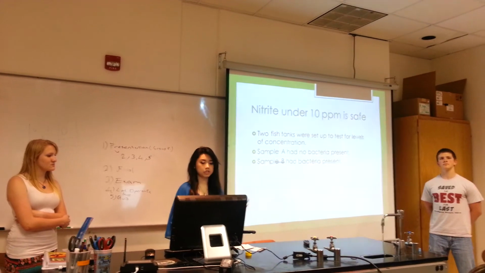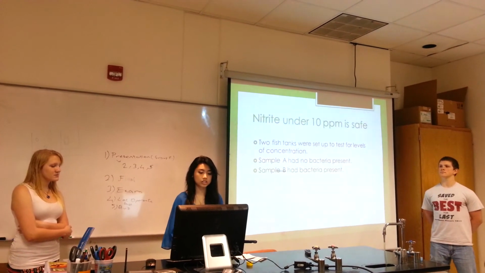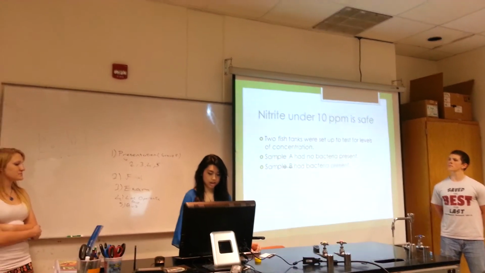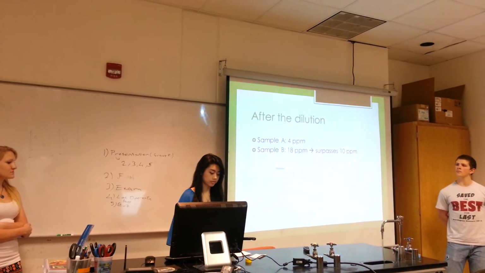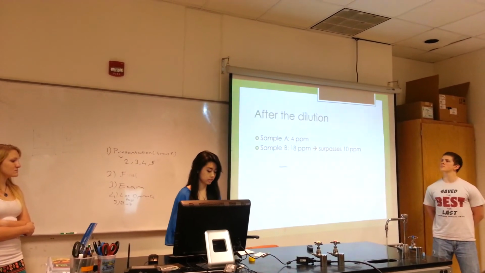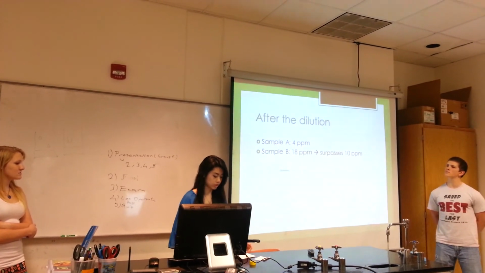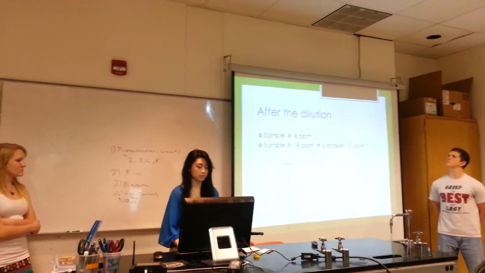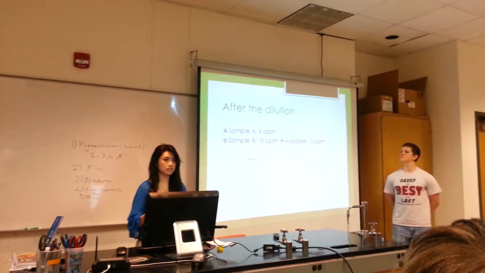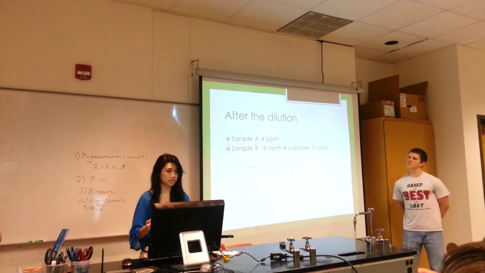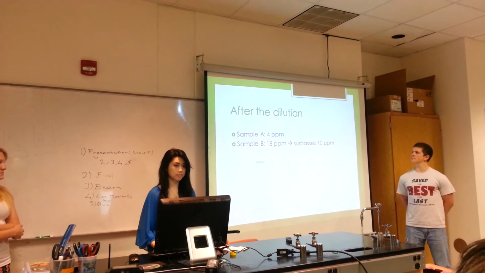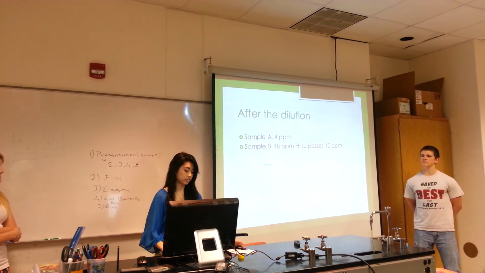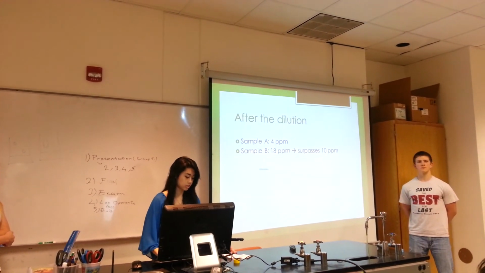So in the experiment, 2 fish tanks were set up to test for the levels of concentration, and sample A had no bacteria present, and sample B had the bacteria present. After comparing the absorbance of the 2 fish tanks, one showed a higher concentration than the other, because sample A had only 4 ppm and sample B had 18 ppm. And since 18 ppm surpasses the safe level of nitrite, 10 ppm, it was obvious that the sample B fish tank was the one that caused the high levels of nitrite concentration and brown blood disease.